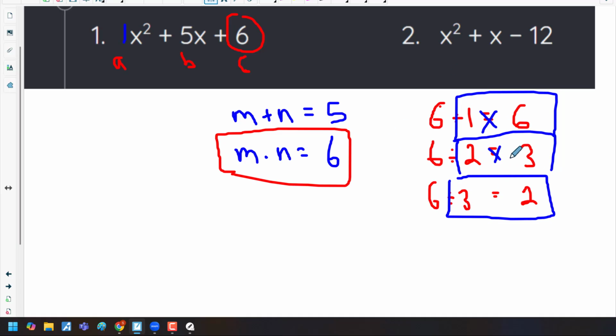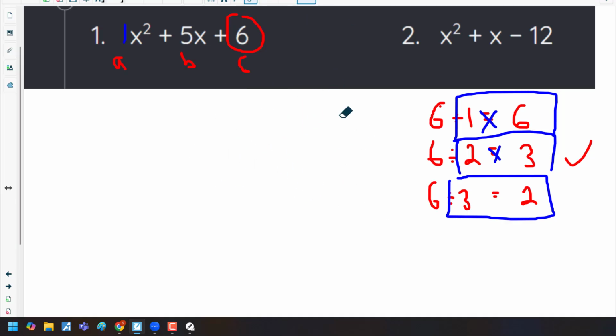Now you have to check each one of these. There's only 2 things to check. Either this can be 1 and 6, and 1 times 6 is 6, but 1 plus 6 is 7, so it's not that one. The other one can be 2 and 3. So 2 times 3 is 6, and 2 plus 3 is 5. It is this one. So the 2 numbers we're looking for are 2 and 3. What do you do with that information?